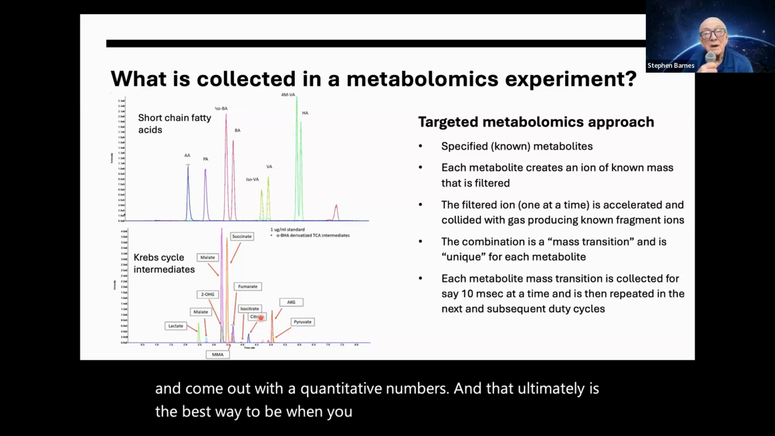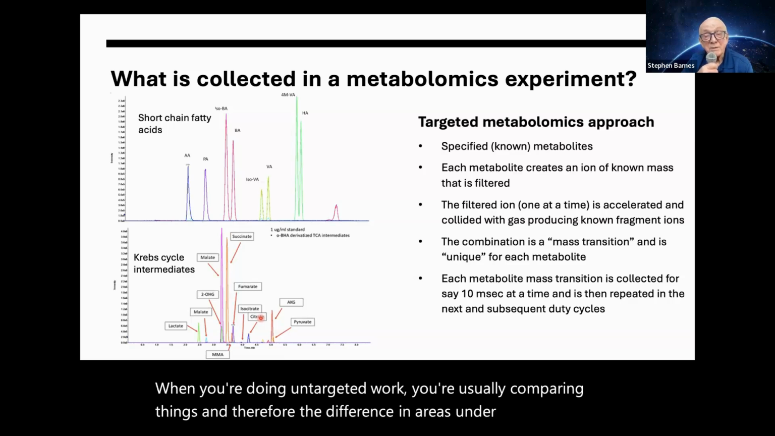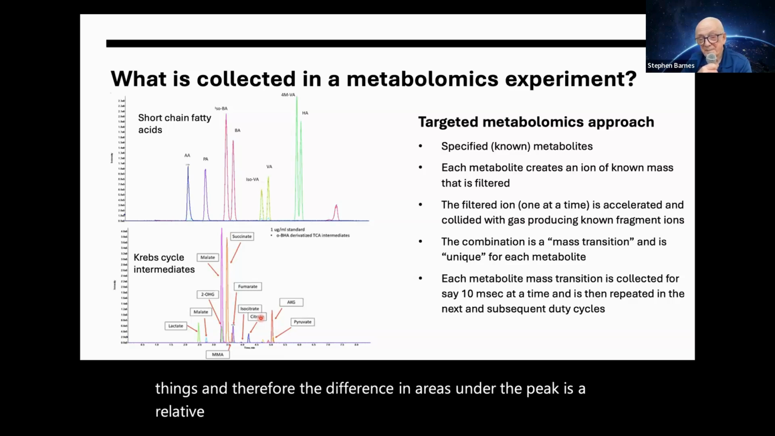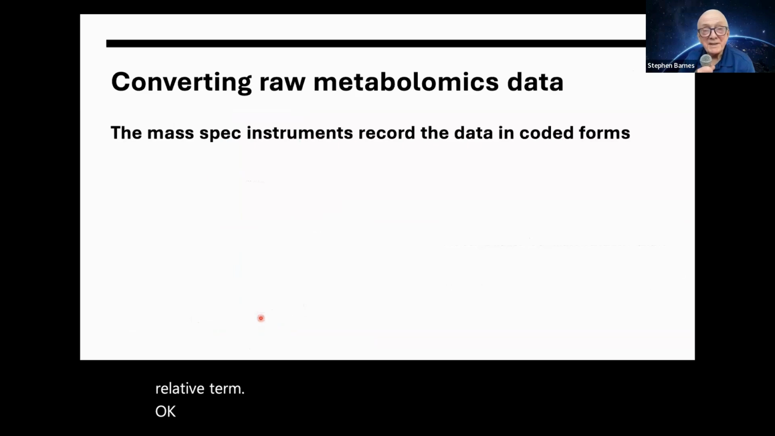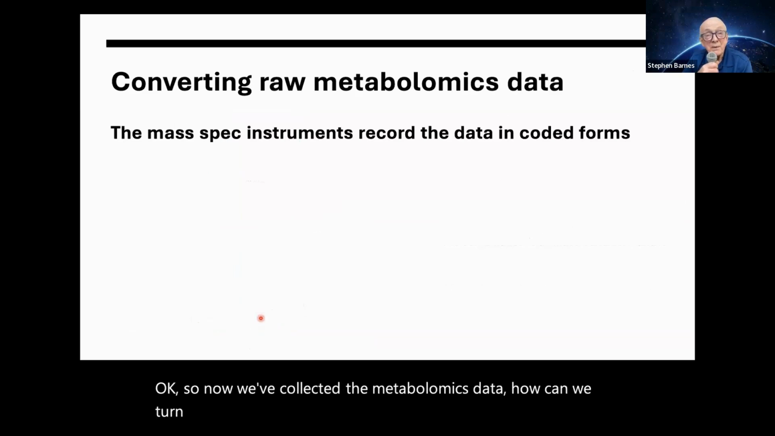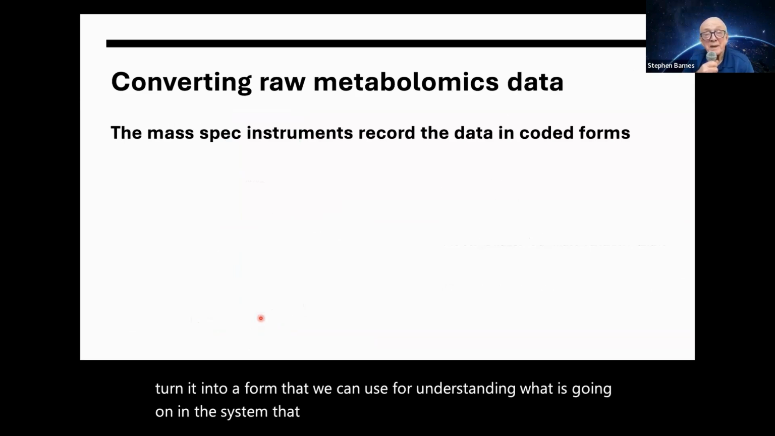When you're doing untargeted work, you're usually comparing things, and therefore the difference in areas under the peak is a relative term. Okay, so now we've collected the metabolomics data. How can we turn it into a form that we can use for understanding what is going on in the system that we were exploring?